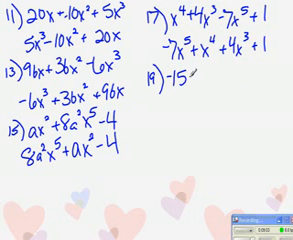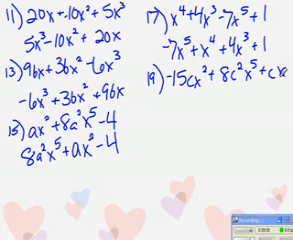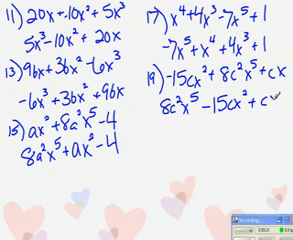Number 19, negative 15cx squared plus 8c squared x to the fifth plus cx. Highest power of x is the fifth, so 8c squared x to the fifth. Next power will be the squared, negative 15cx squared, and then the cx.